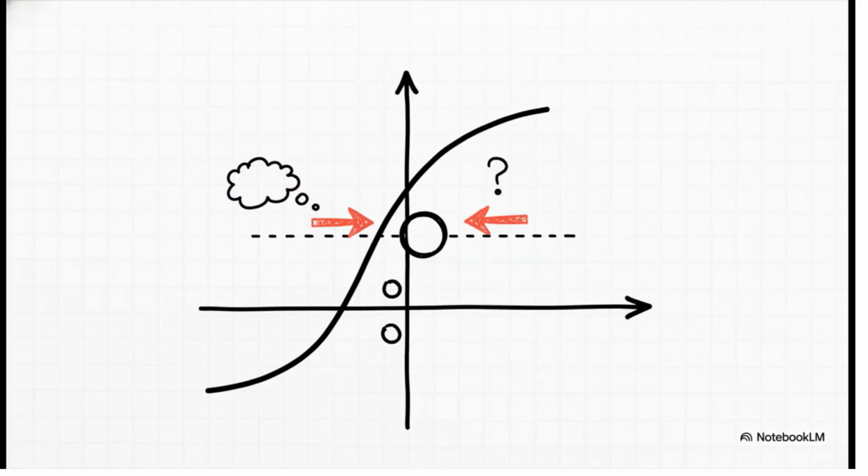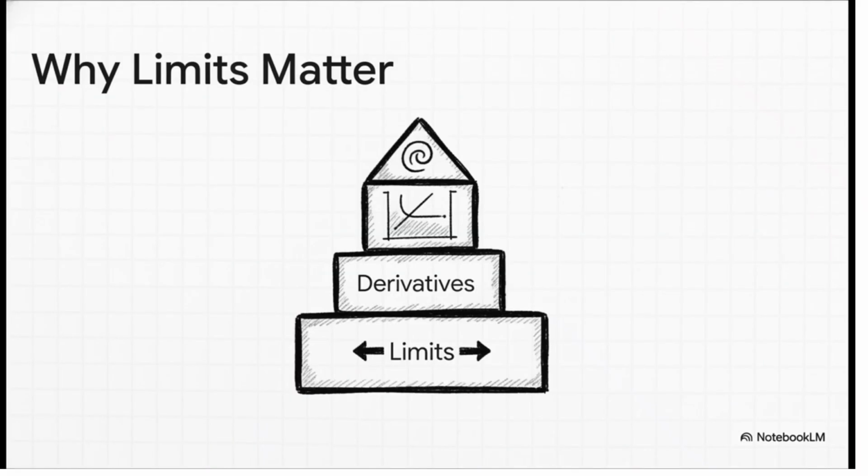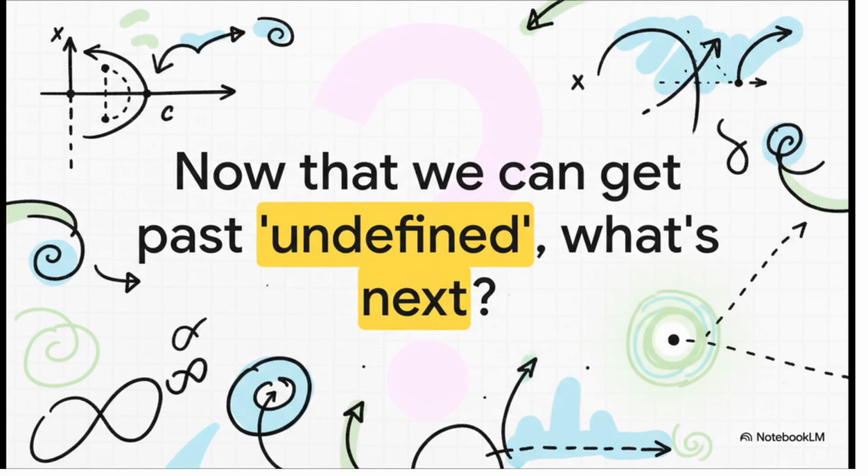So remember, limits aren't about what's at a point, it's about what the function is getting close to. And the core idea here is undefined is never the final answer. It just means find another way. And why does all this matter? Because limits are the foundation for, well, all of calculus. So now that we can get past undefined, what other mathematical mysteries are you ready to solve?